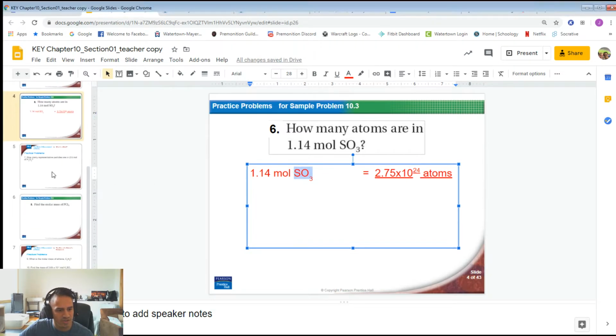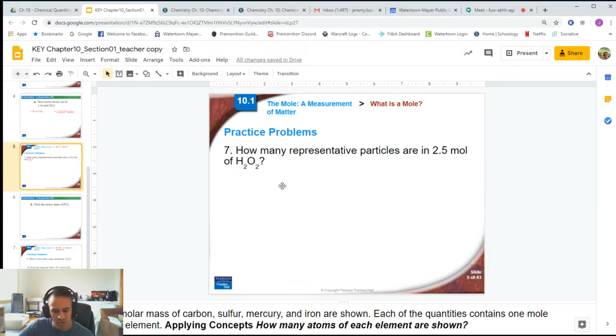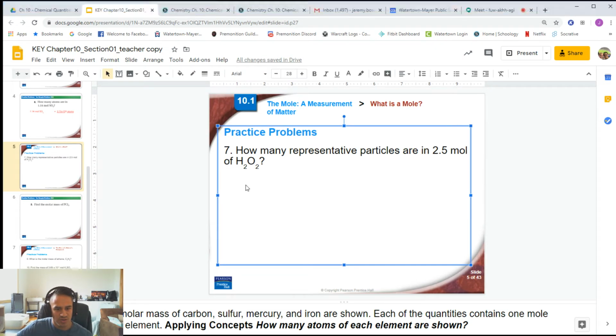This is in molecules. All right, moving on. Number 7, how many representative particles are in 2.5 moles of H2O2? All right, so this is just like other ones we've already done.